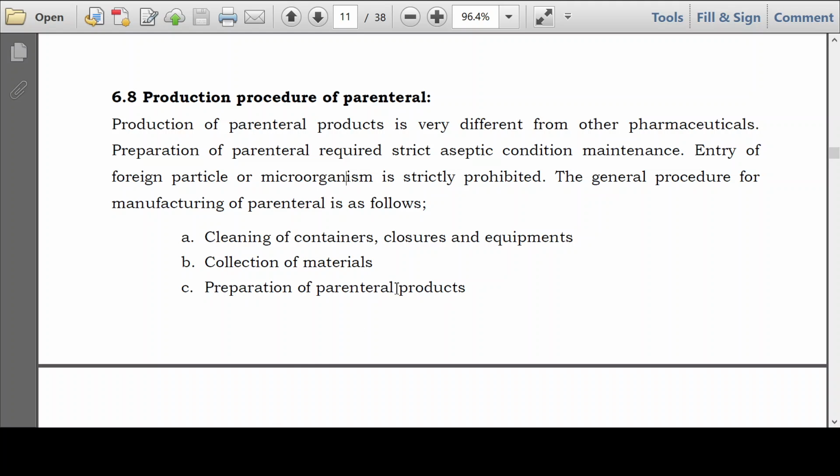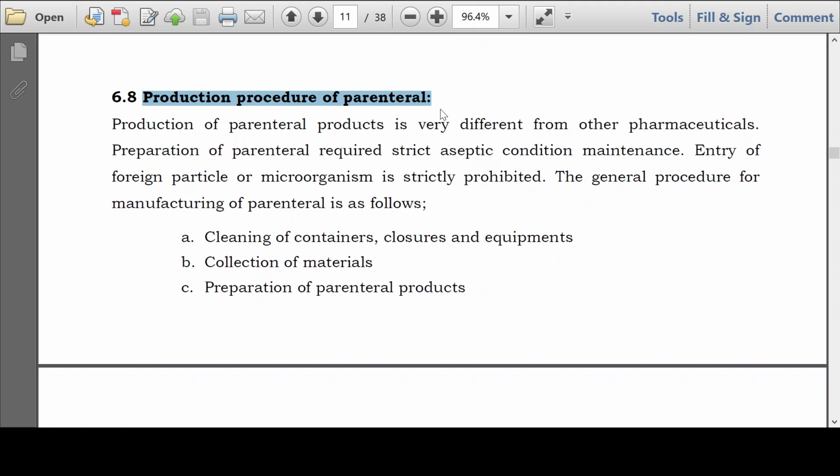Good morning, students. In the previous lecture, we have seen various types of vehicles which are used for the formulation of parenteral product preparations, like aqueous vehicles and non-aqueous or oily vehicles. Aqueous vehicles include sterile water for injection and bacteriostatic water for injection, while non-aqueous vehicles include oily as well as alcoholic vehicles. And also we have seen the different additives like antimicrobial agents, antioxidants, isotonicity modifiers, and buffers, which are used in the production of parenteral products. Now today we are going to see the production procedure for parenterals.